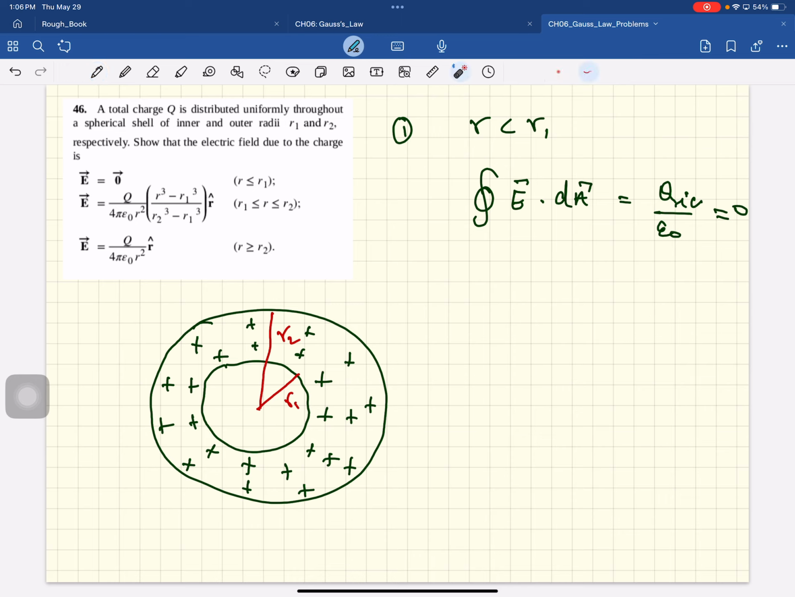So another way to state this is you can draw any surface, and for every surface this is 0 because the charge inside is 0, and so the only solution is E is 0. Okay. All right, for case 2, for R between R1 and R2.